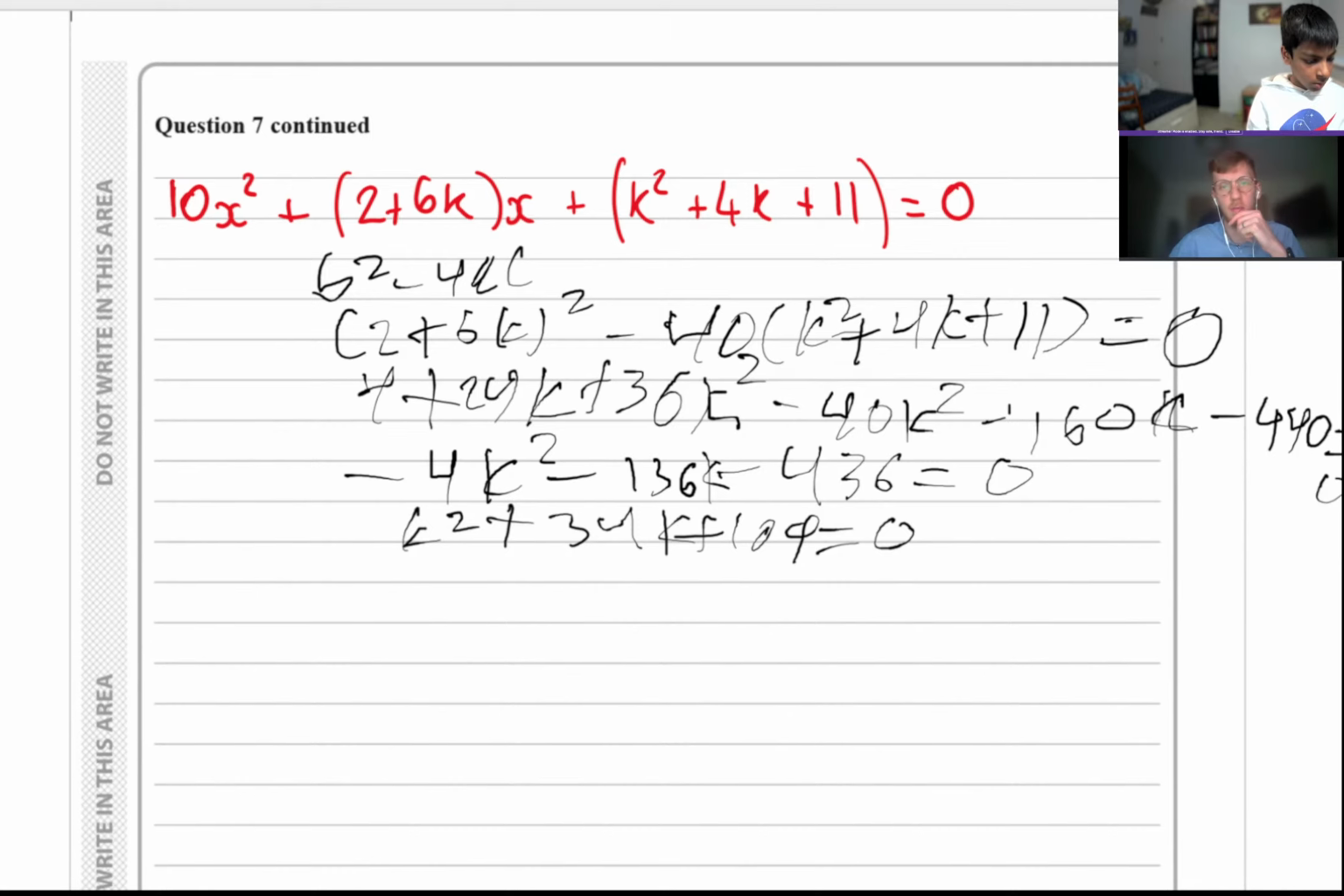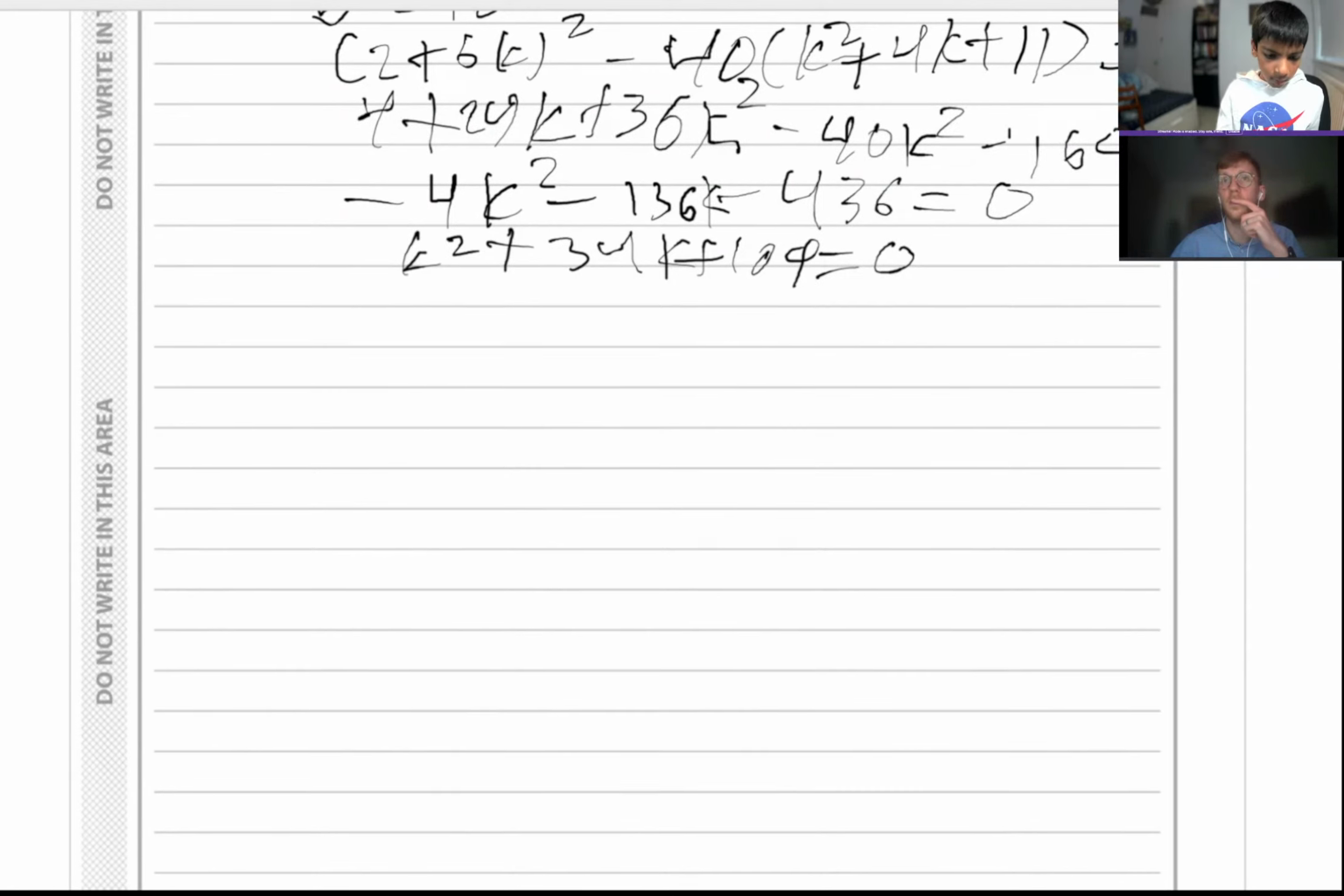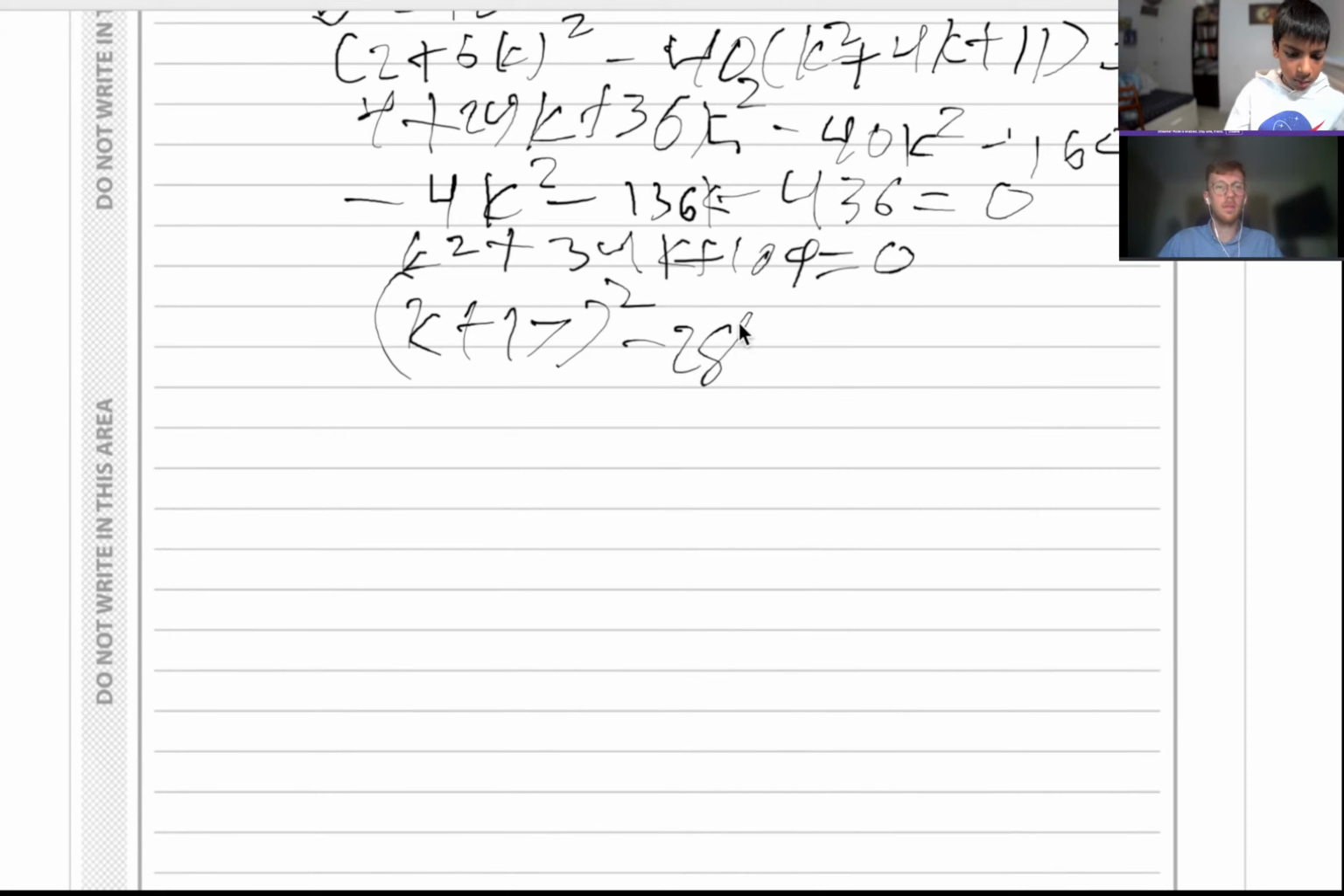Because the question says give your answer in exact, simplified form, the best way to go from here would be to complete the square. We could also just put it in our calculators, but it's always good practice to complete the square. So k plus 17 squared, minus 289, and plus 109 equals 0.